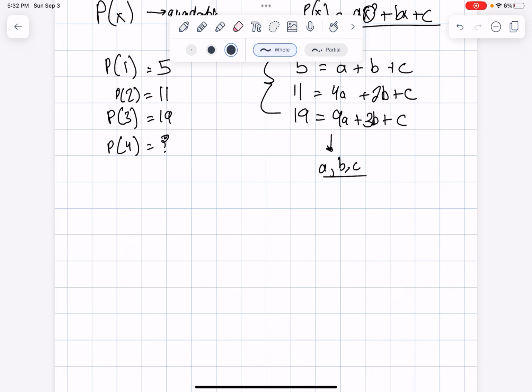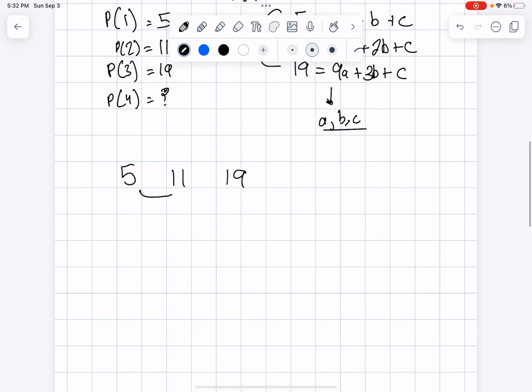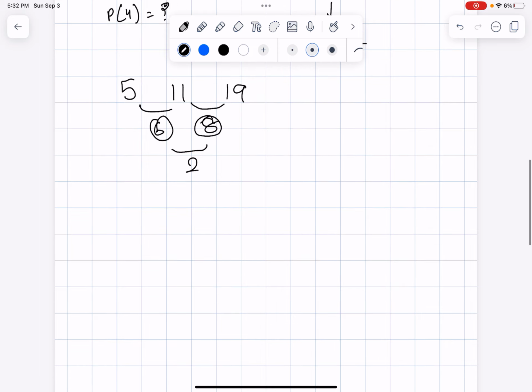So first, just write out the three terms, 5, 11, and 19, and find the difference between them. The difference between these two is 6, the difference between these two is 8, and the difference between 6 and 8 is 2. So this process of finding the difference between the terms essentially reduces the polynomial into a lower form. So this quadratic turns into a linear, which just turns into a constant difference.